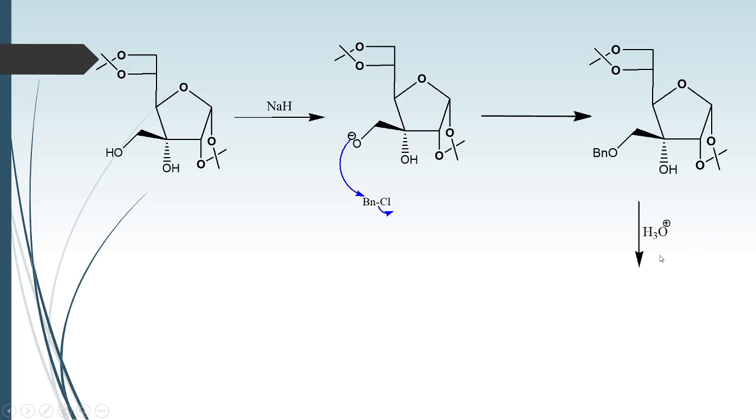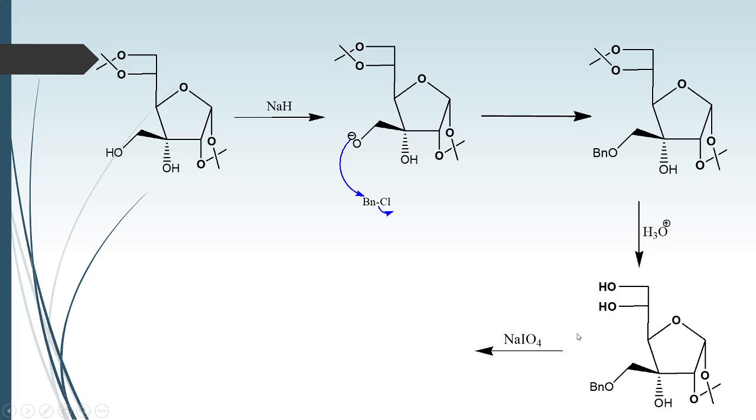In the next step, there is a hydrolysis. The hydrolysis is for the selective deprotection of this diol, and we got this as a product. In the next step, there is NaIO4. It is used for the cleavage of diol to aldehyde. Here we can deprotect this diol by means of the hydrolysis. Here there is a deprotection and we got this diol.